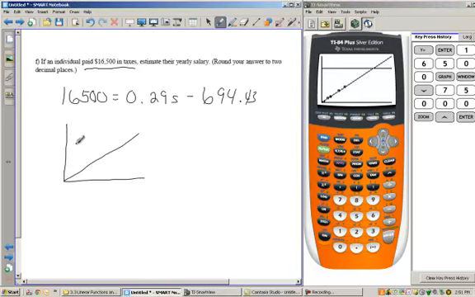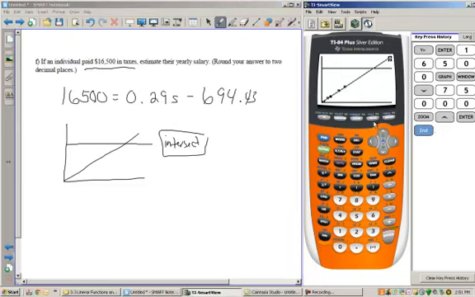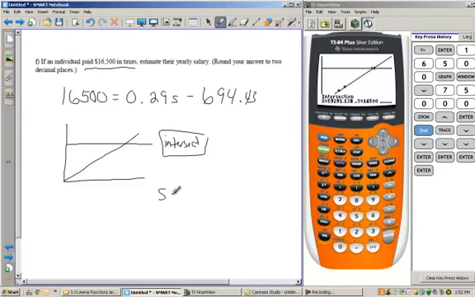So to find where it crosses, we'll show our work. Here's our line, crossed right here. I'll write down what we're doing. We're going to use intersect, and so we hit second trace. Go down to intersect, hit enter, and you can basically hit enter 3 times. Yes, first curve, yes, second curve. That's a fine guess, and it jumps right to the point. And so on this one, my S is approximately $59,291.14. That's one way to do it with your calculator.